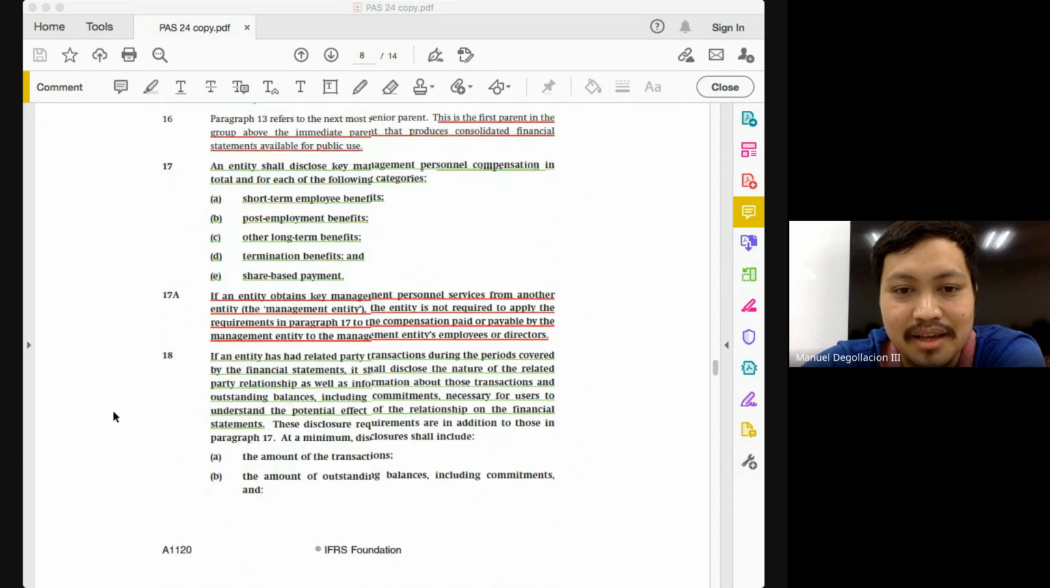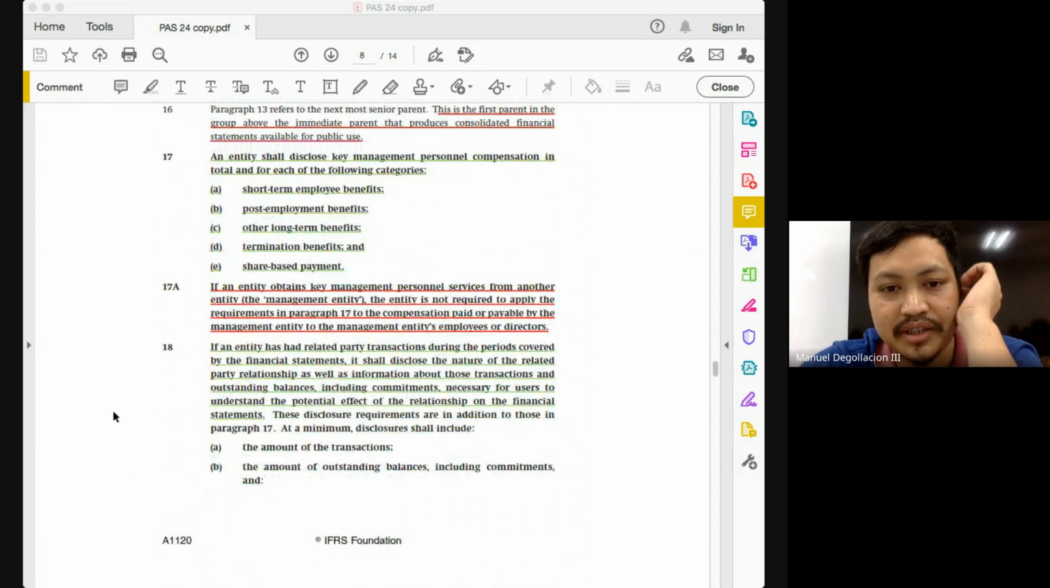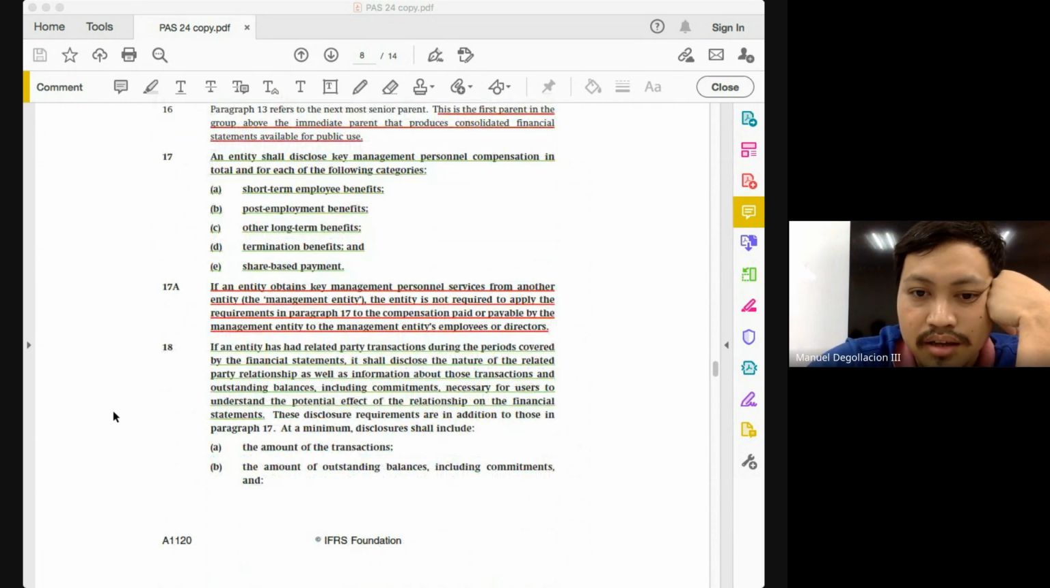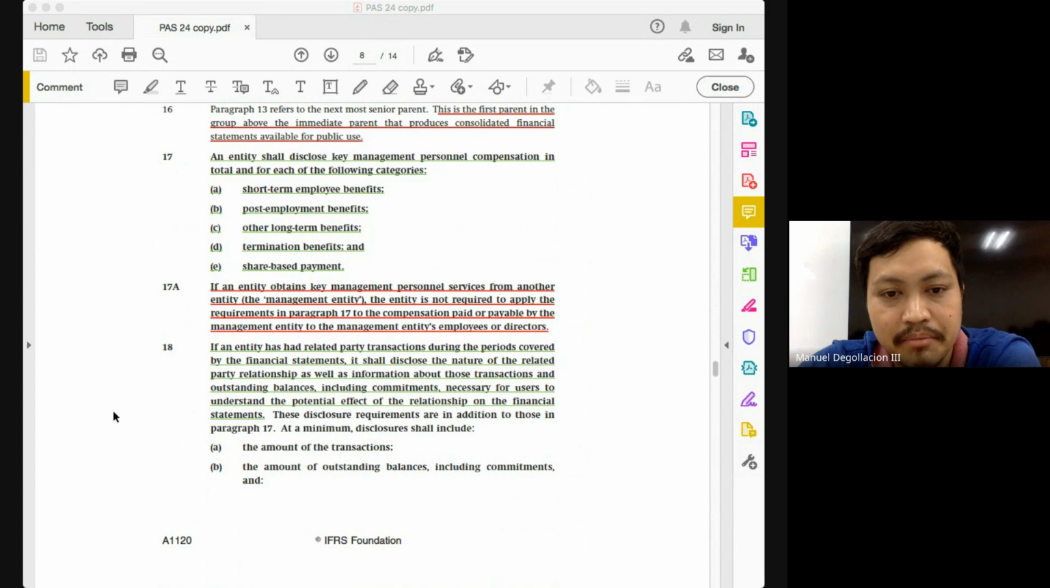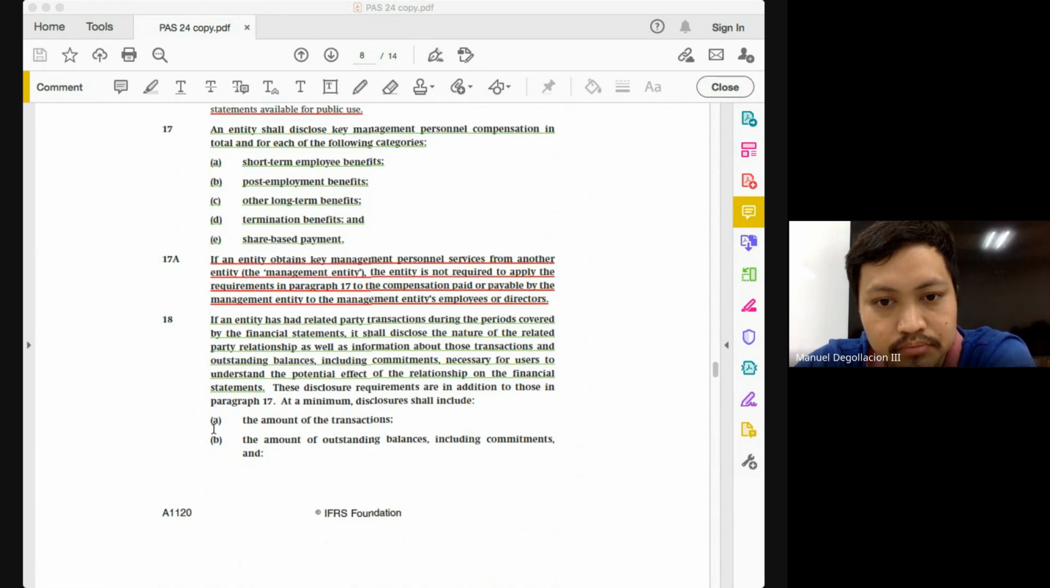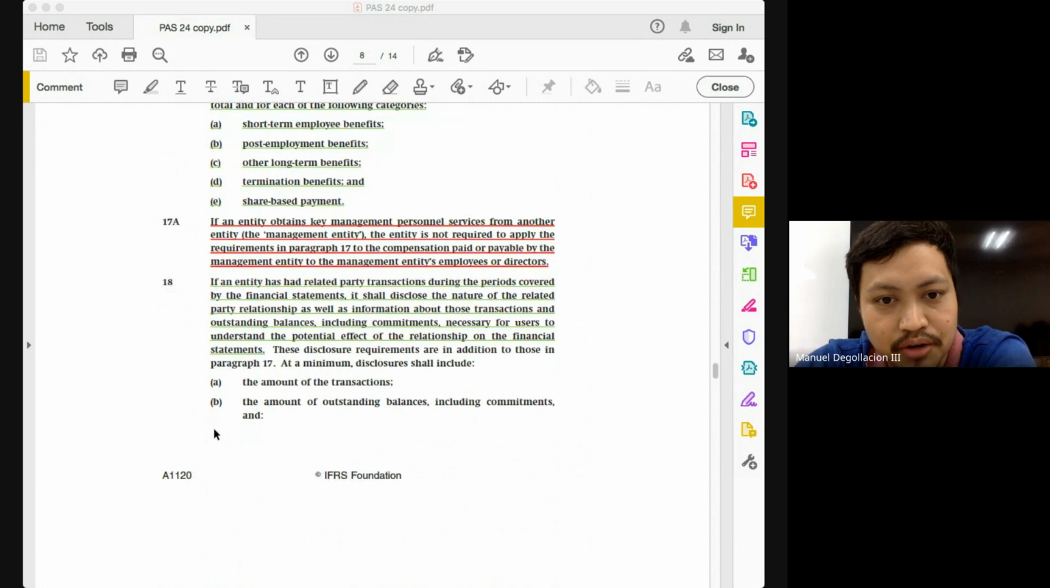17A, if an entity obtains key management personnel services from another entity, the entity is not required to apply the requirements in paragraph 17 to the compensation paid or payable by the management entity to the management entity's employees or directors. So it's more of an exemption.